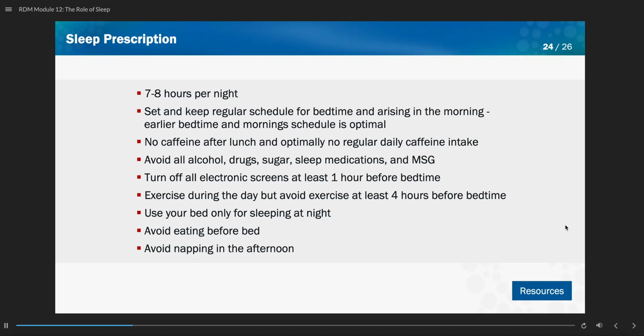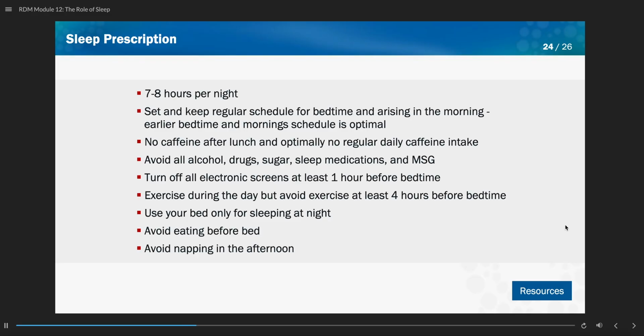Because sometimes during those shift work times, patients and people feel like they have things to get done and that they can cut short on their sleep. But I try to describe to them that if they are diminishing their sleep, it has significant consequences, especially with regulation of their blood sugars. I also work with my patients to set up and keep regular schedules for bedtime and arising in the morning.